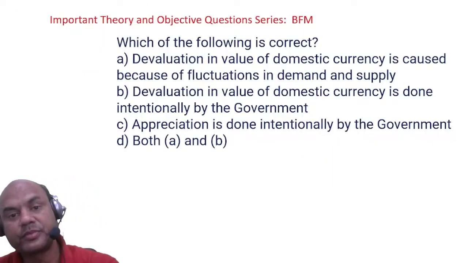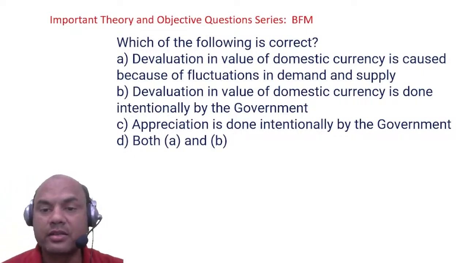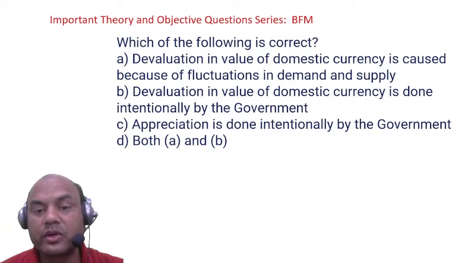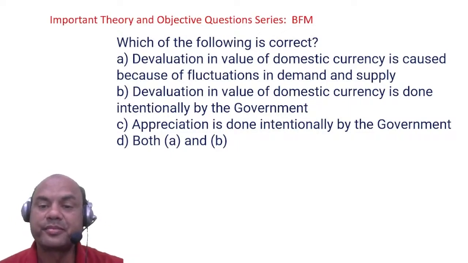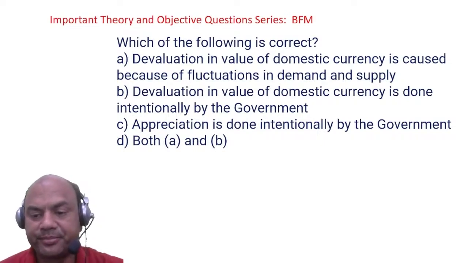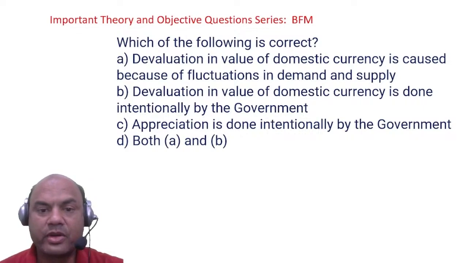Which of the following is correct? Devaluation in value of the domestic currency is caused due to the fluctuations in the demand and supply. Devaluation in the value of the domestic currency is done intentionally by the government. Appreciation is done intentionally by the government. Both A and B. What do you think?